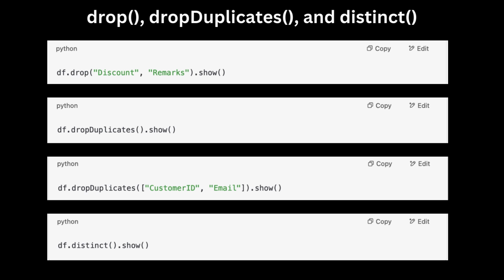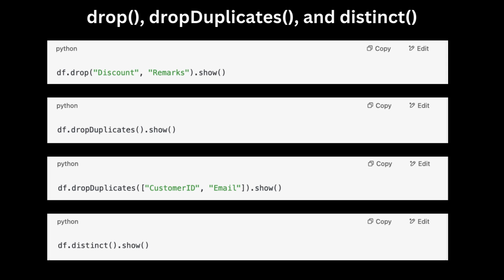Now let's talk about cleaning up your DataFrame, specifically with drop, dropDuplicates, and distinct. These are key tools for data wrangling in PySpark. First, drop is used to remove one or more columns from your DataFrame. Let's say we want to remove the column named discount, or you can also pass multiple columns. This is useful for cleaning up irrelevant or sensitive data.